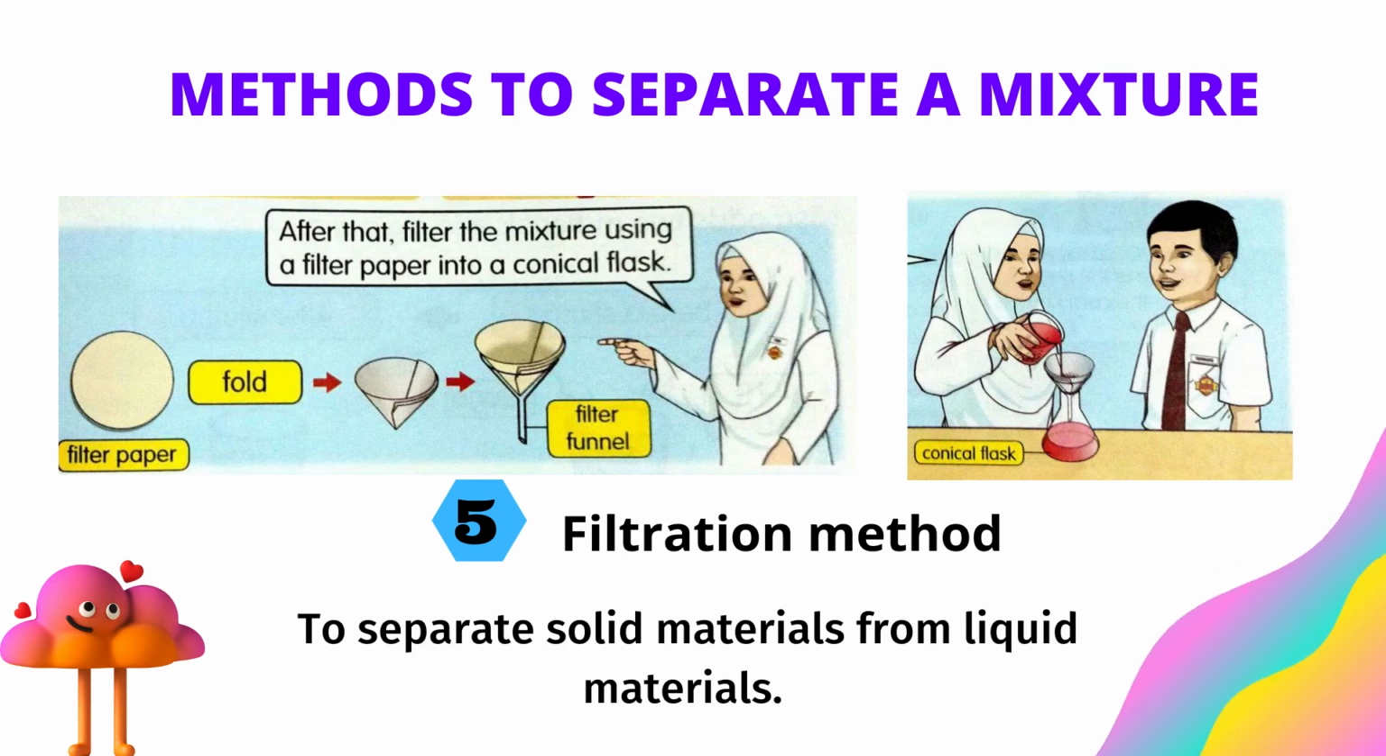First, take a filter paper and fold it. Put it into the filter funnel. Then filter the mixture into a conical flask. Pieces of hibiscus petals will remain on the filter paper. Colored liquid will be collected in the conical flask. So, this filtration method is used to separate solid material from liquid material.